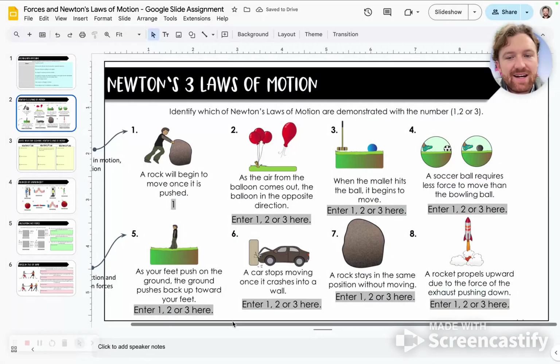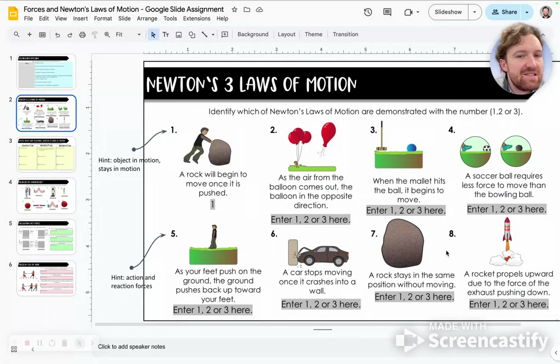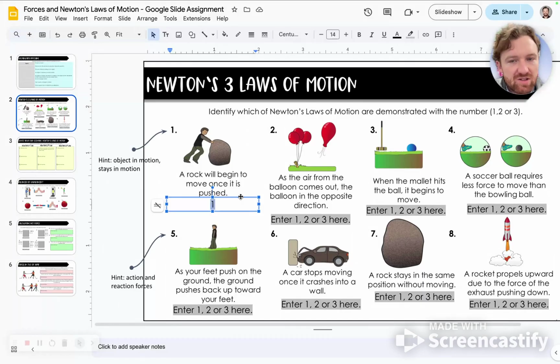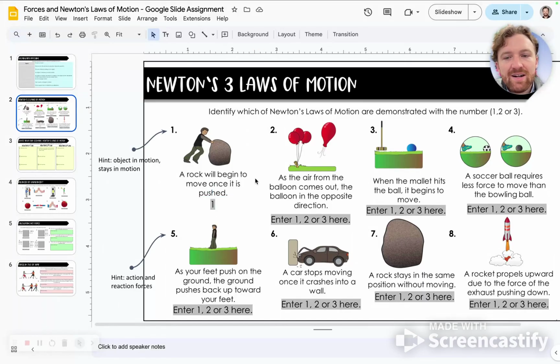The second slide, it says you're looking at these different scenarios, identify which of Newton's laws is demonstrated. Take your best guess at this depending on the scenario. Some of them are pretty straightforward, but mainly I just want to get the conversation going as to which ones these are. But the first one, a rock will begin to move once it's pushed. Well, if that rock is going to continue to move, it's an object in motion. It's going to want to stay in motion. That would be Newton's first law. So that's why I put a number 1 in there.